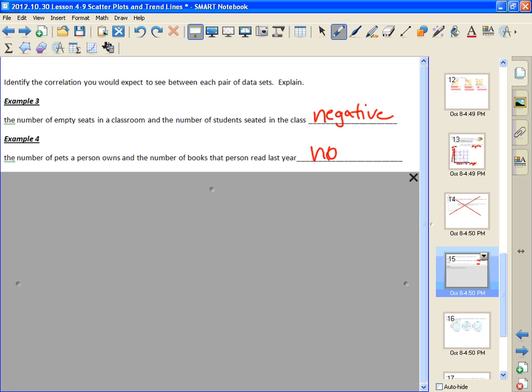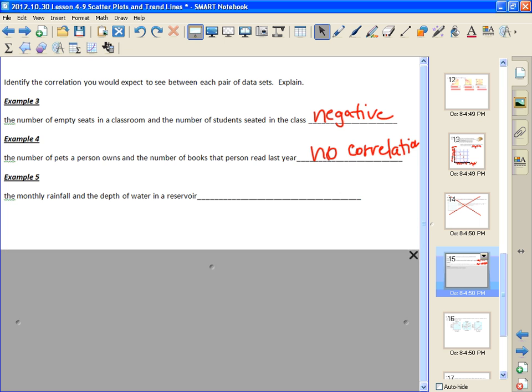So no correlation. So if there are two things that are basically unrelated to each other, like my color hair and my color shirt are unrelated, okay? If it's two things that are unrelated, then it's no correlation.